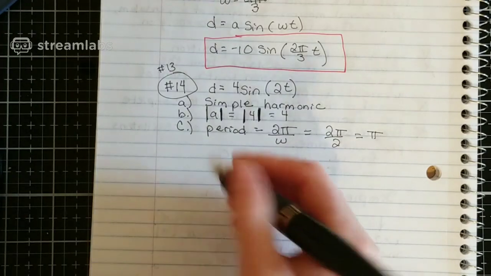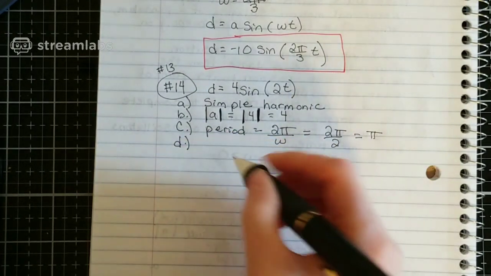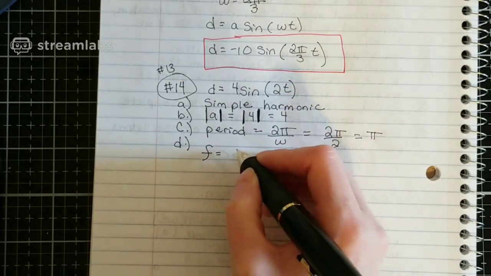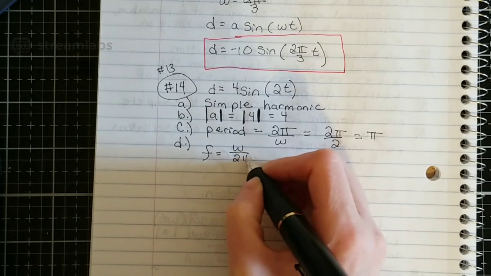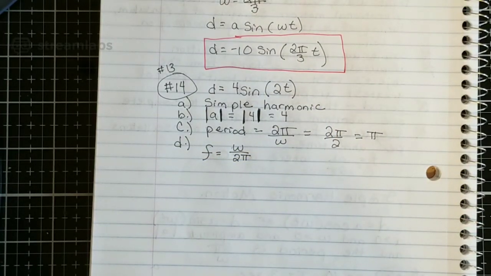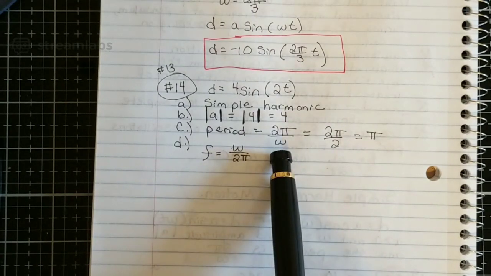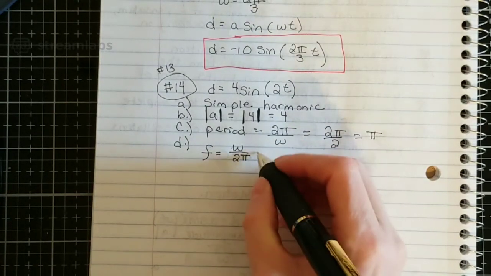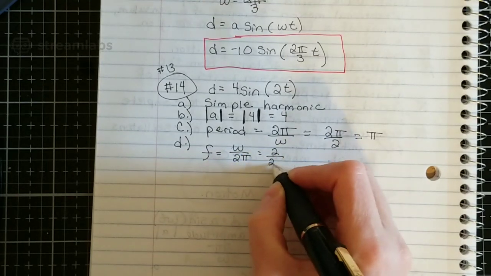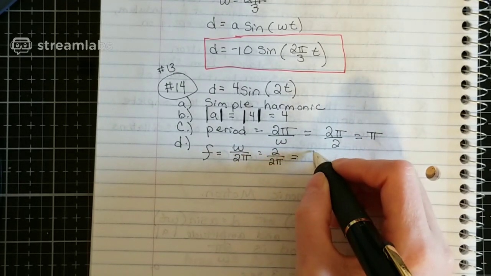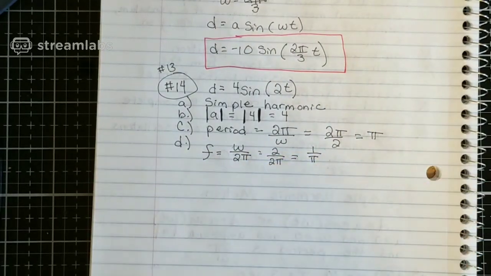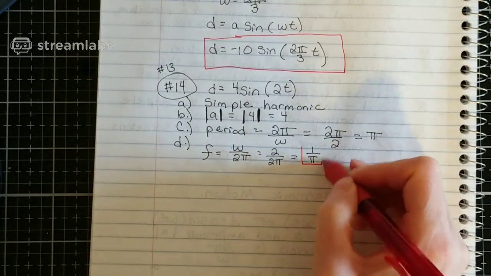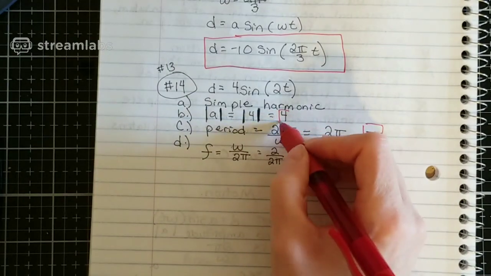Okay, and the last question, D, is what is the frequency? And there was that formula for frequency. So frequency is W divided by 2 pi. Okay, so basically it's the same thing as the period, it's just kind of flip-flopped. So this is going to be 2 divided by 2 pi. The two 2's are going to cancel, so this is 1 over pi. Okay, and these were all your answers. So this section's not terrible.